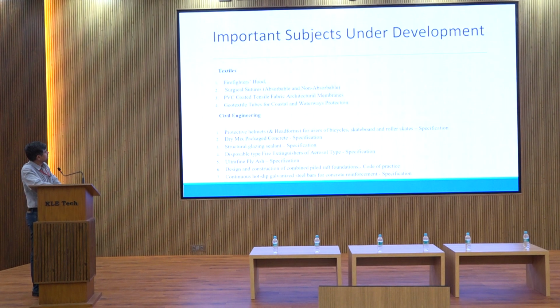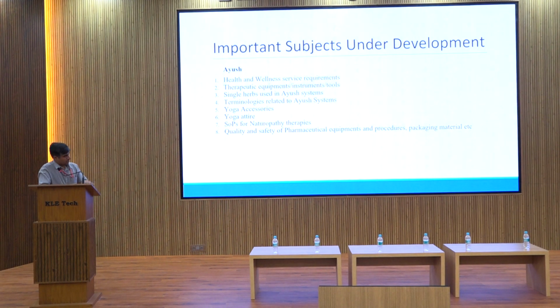Then similarly for textiles: firefighters' hood, surgical structures, PVC coated tensile fabric, and geotextile tubes for coastal and waterway protection. These are under development. And the civil standards are related to protective helmets, helmets for bicycles and skateboards, dry mixed packaged concrete, structural glazing sealant, disposable type fire extinguisher of aerosol type, ultra fine fly ash, design and construction of combined pile raft foundations, and continuous hot dip galvanized steel bars for concrete reinforcement. These are the important ones for civil.